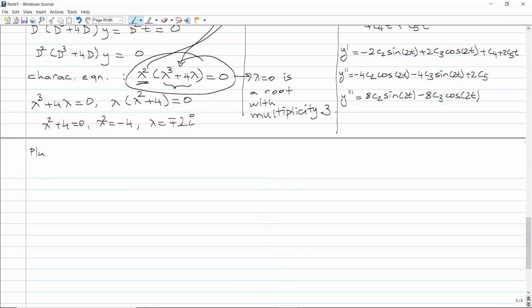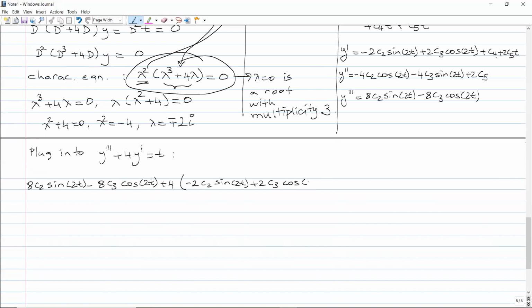So plug into the equation: the third derivative of y plus 4 times y prime equals t. So I have the third derivative of y, 8c2 sine 2t minus 8c3 cosine 2t, plus 4 times y prime, the derivative of y: minus 2c2 sine 2t plus 2c3 cosine 2t plus c4 plus 2c5t.